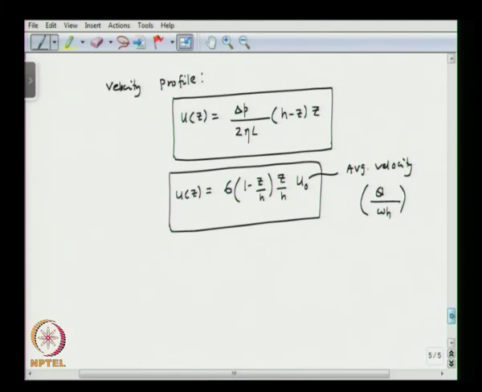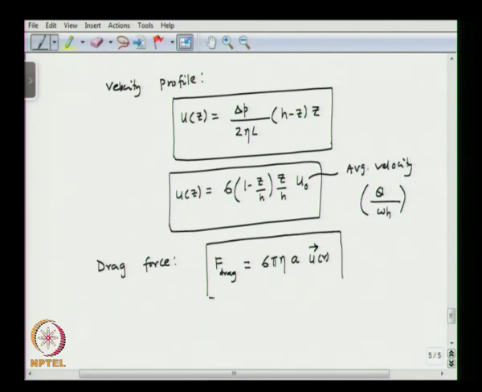So we can find an expression for the drag force. The drag force, F drag, is going to be 6 pi eta into the radius of the particle into ur. We do not know where the particle is, so let us say our particle is present at some location r where the velocity is ur.